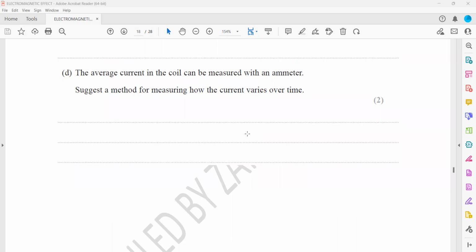The average current in the coil can be measured using an ammeter. Suggest a method for measuring how the current varies over time.